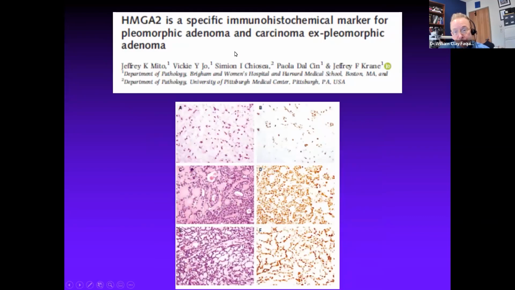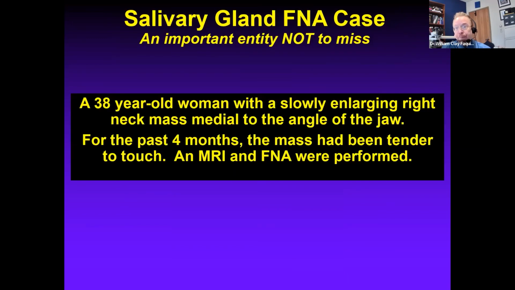HMGA2 is more specific. It's a better marker than PLAG1, but unfortunately only about 20% of pleomorphic adenomas will be positive for it, and it's a nice nuclear stain. But if PLAG1 is negative and HMGA2 is positive, that's pretty good evidence that you're dealing with a pleomorphic adenoma. The other thing that you can do is molecular testing, looking for a rearrangement involving PLAG1 or HMGA2.